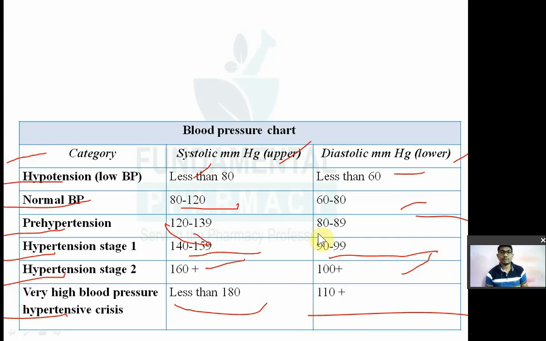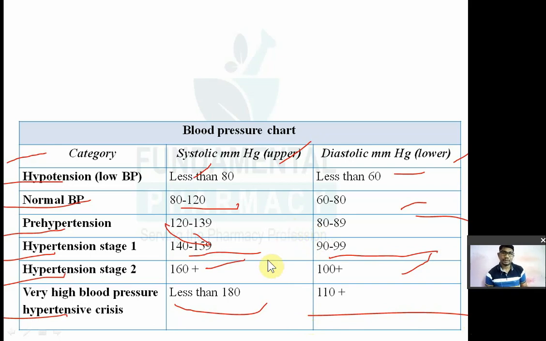Normal blood pressure is 120 systolic, 80 diastolic, 120 by 80 mm of Hg. Blood pressure is measured in millimeters of mercury. Now, if there is a decrease in blood pressure, that is known as hypotension. If there is an increase in blood pressure, it is known as hypertension.